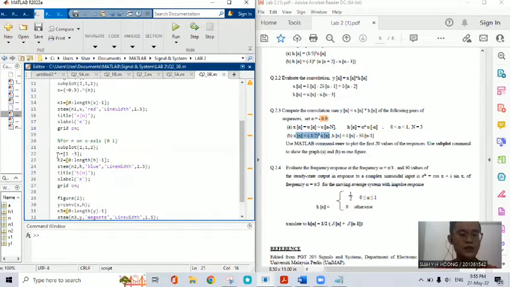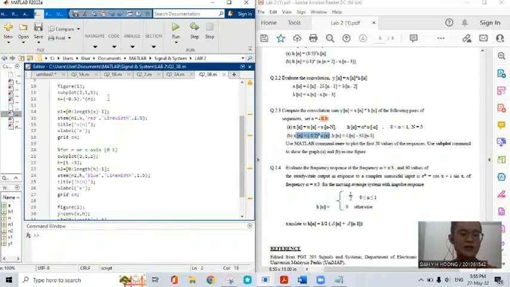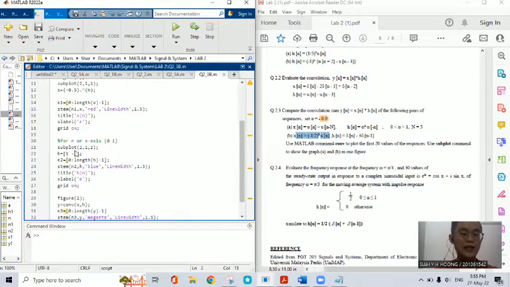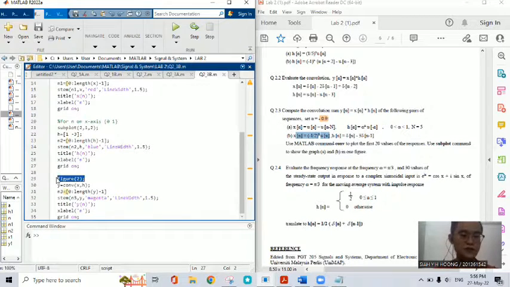For our h, the impulse response, since it shows the time shifting expression inside, we set n equal to 0 having magnitude 1 and n equal to 1 having magnitude -3. So we declare h equal to bracket 1 space -3, then declare the time instant, plot the graph, declare the title and labels, and turn the grid on. So for figure 1, we are done. For figure 2, it is the same.